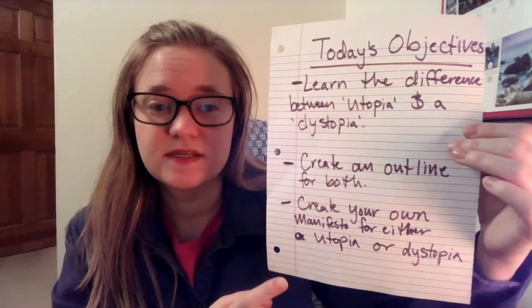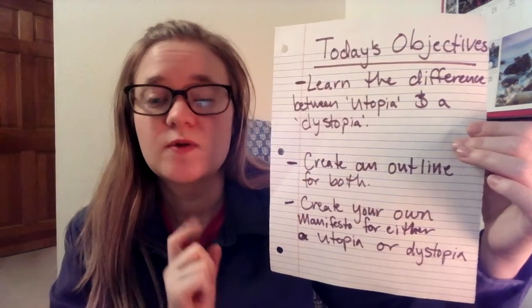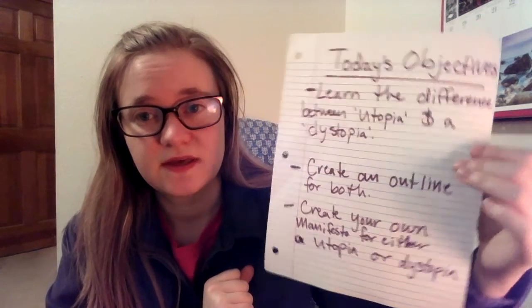And then here it says we're going to create your own manifesto. We're actually not going to do that today. That is an error that was in your syllabus. So we're actually going to be creating a 5-paragraph essay today. And in that essay, you're going to be explaining the differences between a utopia and dystopia. But we're going to go over that in more detail later.